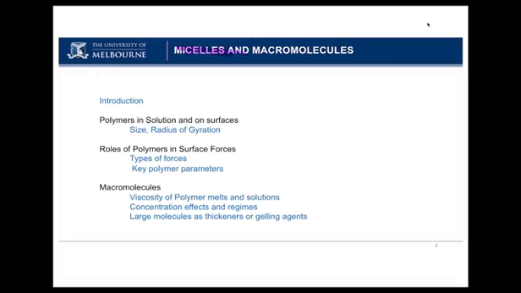All right, so we're going to talk about polymers in solution and on surfaces. We're going to talk about what's the size of a polymer and what on earth is a radius of gyration. Then we're going to talk about polymers at surfaces and how that fits in surface forces. We've already talked about a lot of different surface forces, and we want to talk about what polymers can do in the surface force landscape and why they're useful. Hopefully at the end of this, you'll say, wow, polymers, way more useful than electrical double layer in some senses, but not always. And then we're going to talk about viscosity.